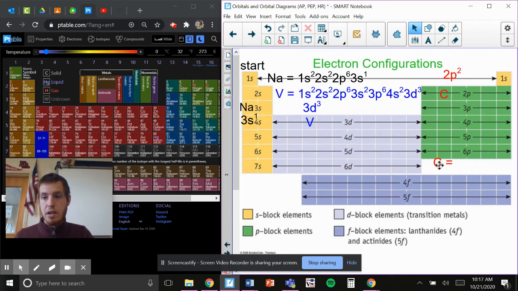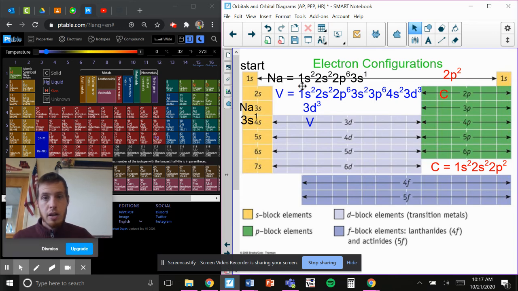Carbon is a little bit easier. Carbon, again, 1s2, 2s2, 2p2. Again, I'm just describing everything until that point. The top exponents are a way we can check. 2 plus 2 plus 6 plus 1 is 11. Sodium's element 11. 2 plus 2 plus 6 plus 2 plus 6 plus 2 plus 3 is 23. Vanadium is 23. And 2 plus 2 plus 2 is 6.